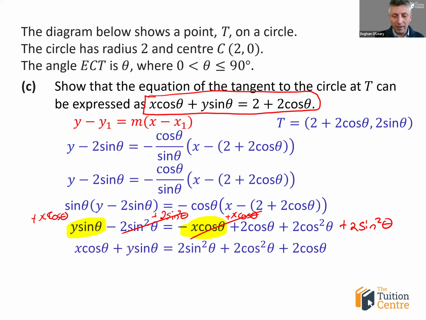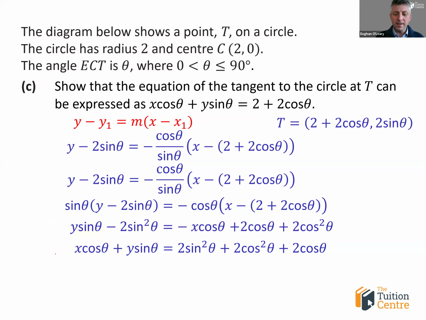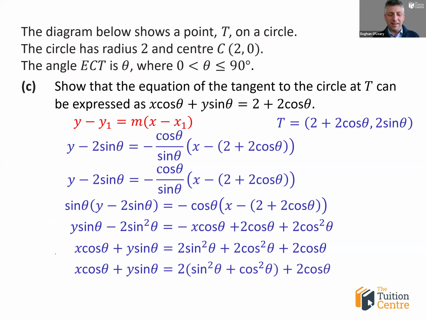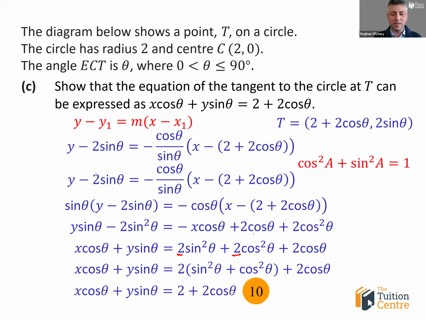And now, again, as we've come across a couple of times before, we know that sine squared theta plus cos squared theta is going to be equal to 1. So therefore, when we factorize out our common factor here of 2, inside that bracket we're going to get 1. And hey presto, there is my answer for 10 marks.